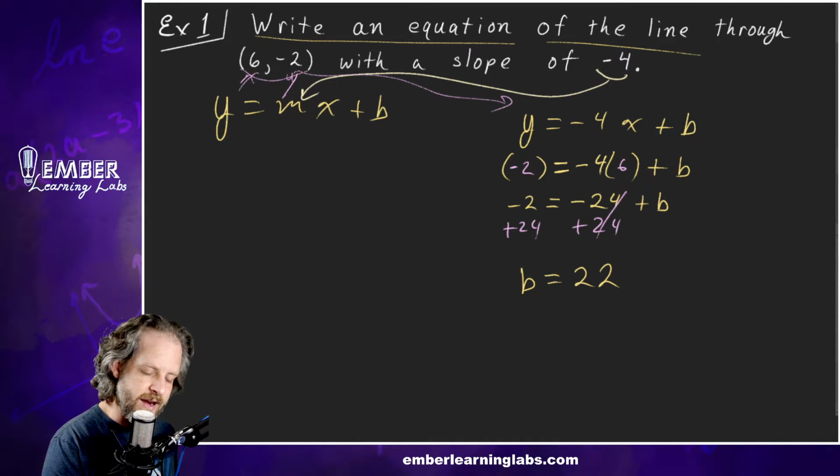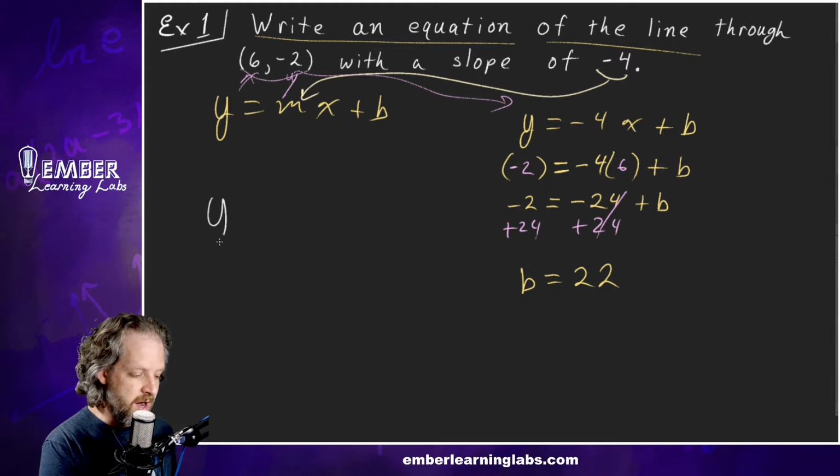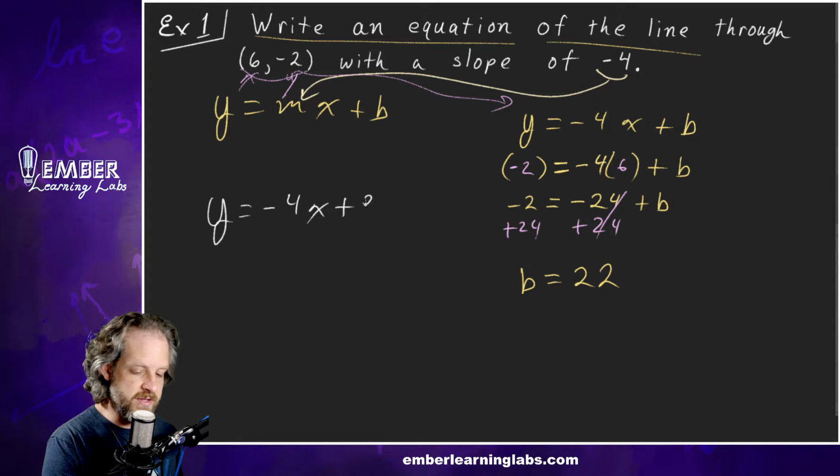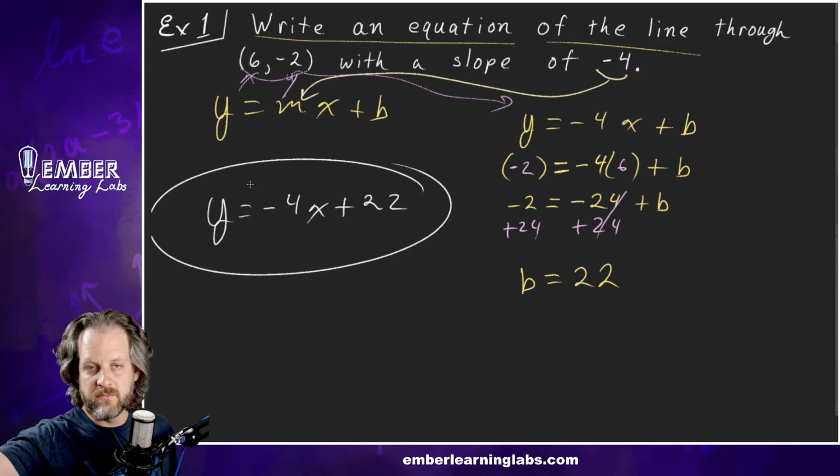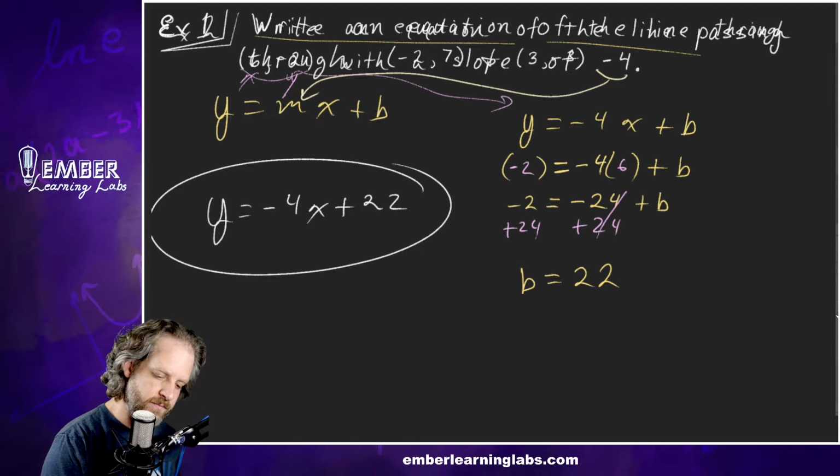So we're going to write our final answer. It's going to be y equals, and then the slope, which was -4, -4x, and then plus b, and we just found out our b is 22. So we're going to do plus 22. Done. Okay, next one.